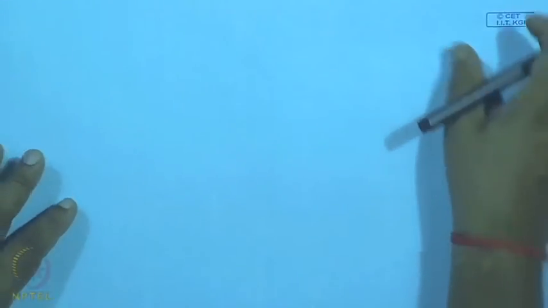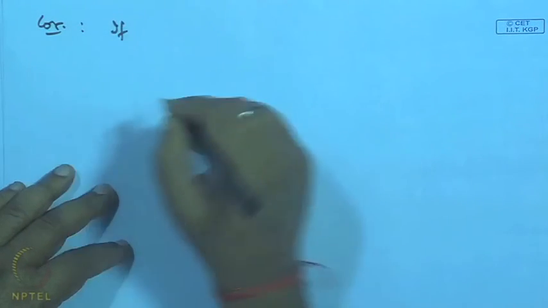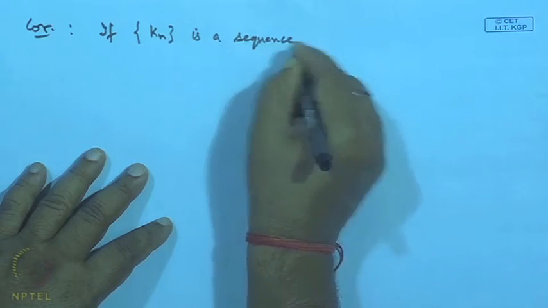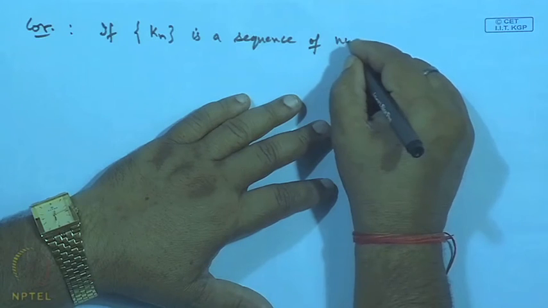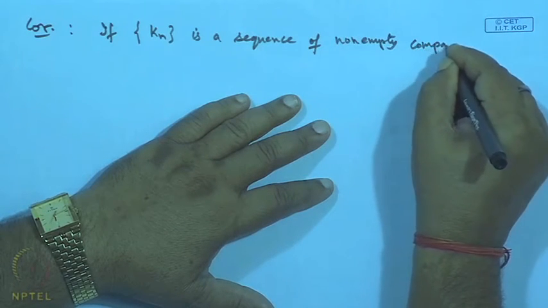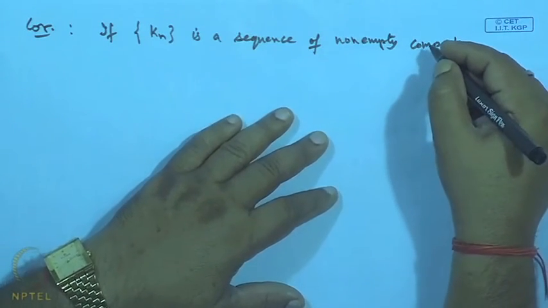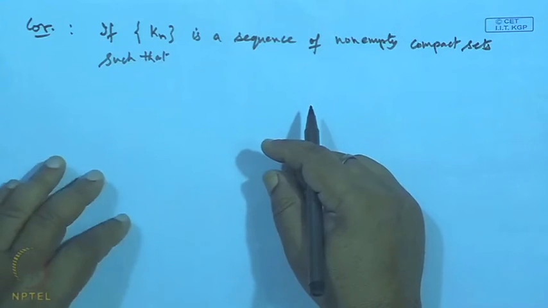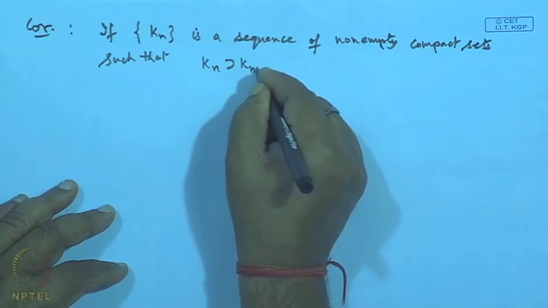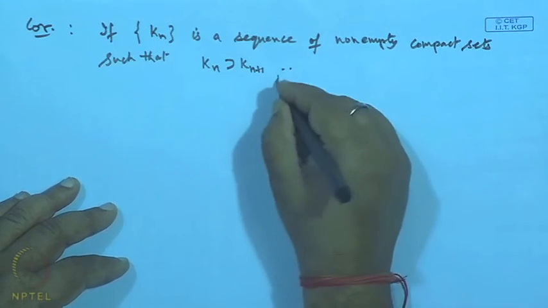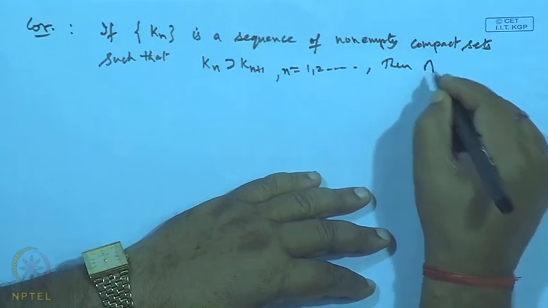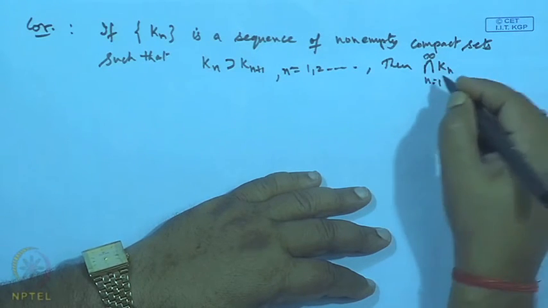As a corollary, what this says is: if Kn is a sequence of non-empty compact sets such that Kn contains Kn plus 1, where n is 1, 2, 3 and so on, then the countable intersection of Kn from 1 to infinity is not empty.